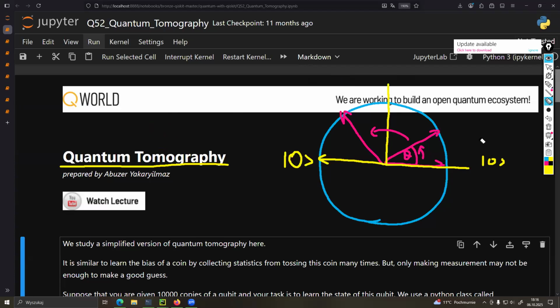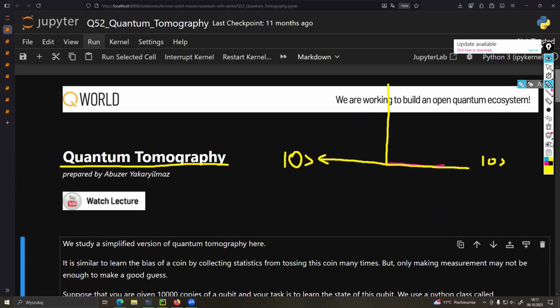So for example, consider this. We have a state. Oh, I have absolutely destroyed my unit circle. Let me rebuild it.